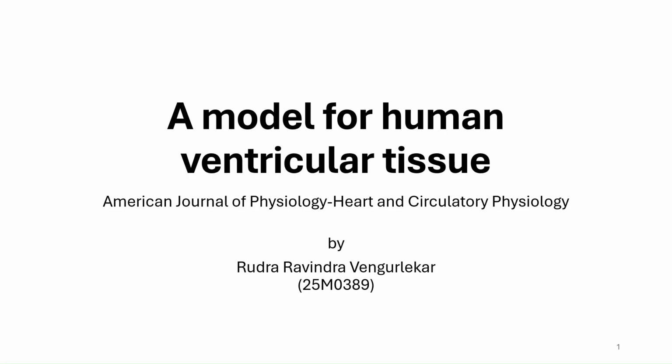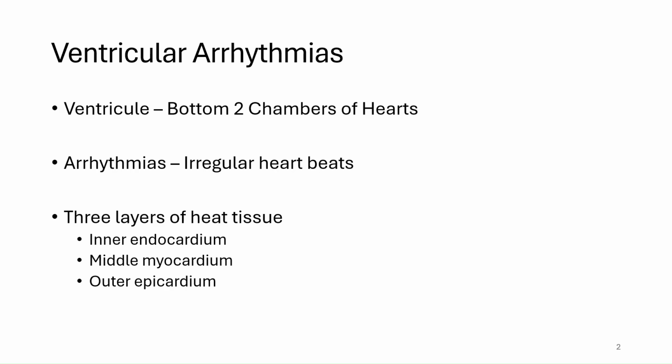So let's first understand what ventricular arrhythmias are. Ventricles are the two bottommost chambers of the heart, and arrhythmias stand for irregular heartbeats. The heart tissue comprises three main layers. The inner one is the endocardium, the middle one is the myocardium, and the outer one is the epicardium.